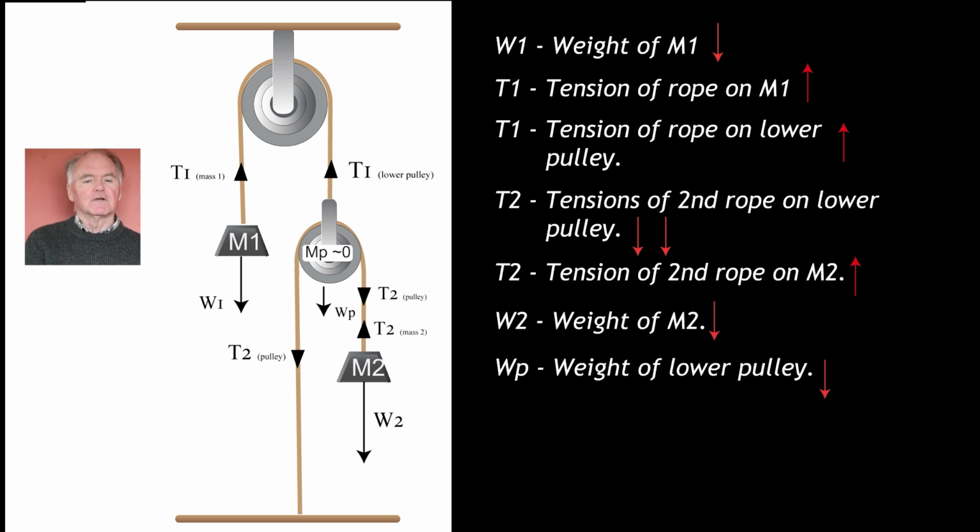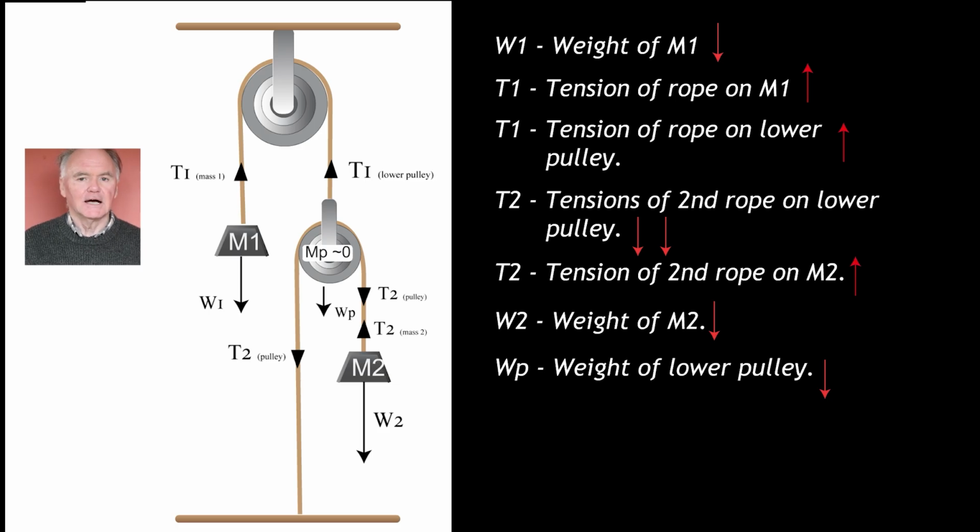Finally, there's the free body diagram of mass M2. Well, that's been pulled up by the string T2, as indicated, and it's been pulled down by gravity, indicated by its weight W2. So those are the two forces acting on mass M2. And if you notice, the string attached to mass M2 has got two tensions indicated on it. One pulling the pulley down, and the other pulling the mass up. In general, there's always two tensions acting on a string because it gets pulled at both ends.